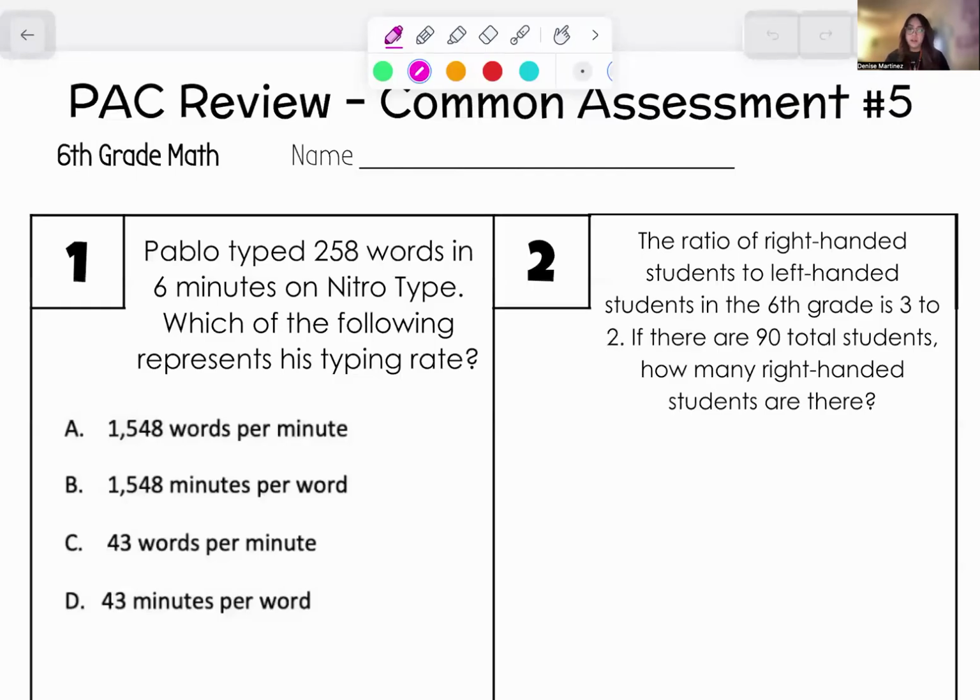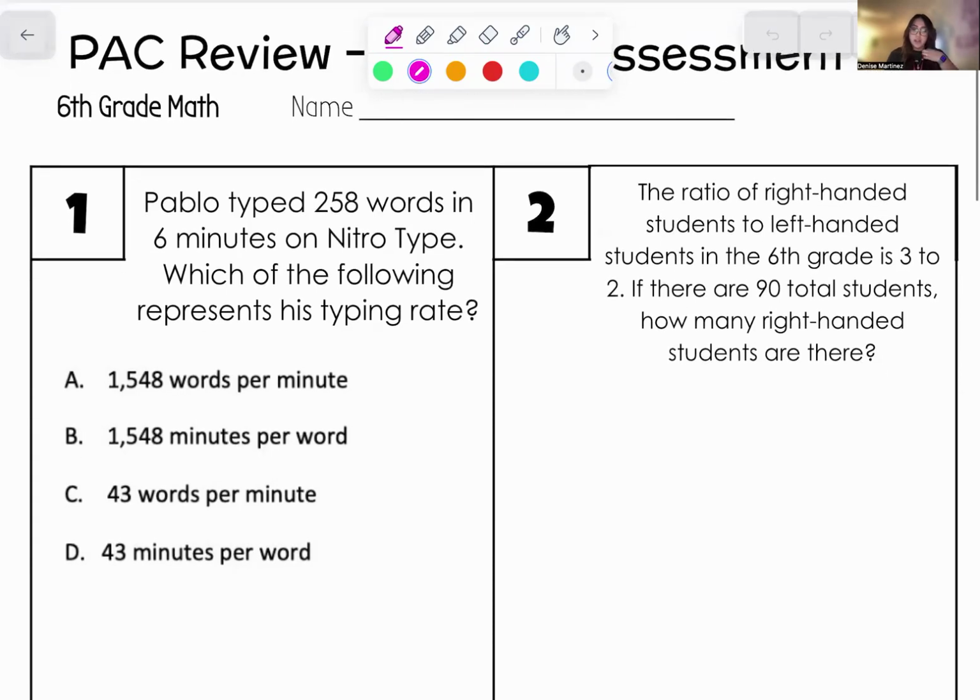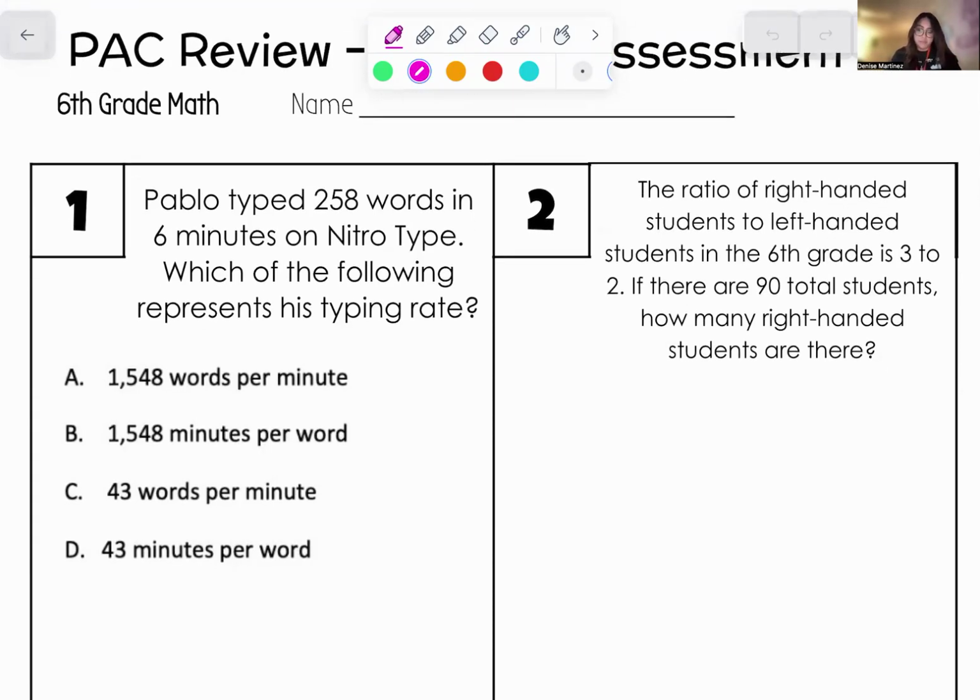All right, so we're going to go ahead and go over our review that we just did in class. So let's go ahead and get started. It says that Pablo typed 258 words in 6 minutes on NitroType. Which of the following best represents his typing rate?